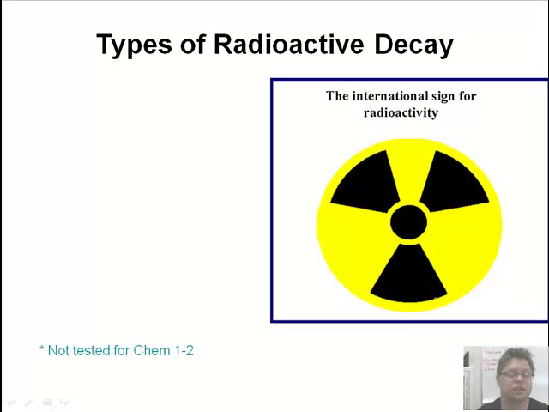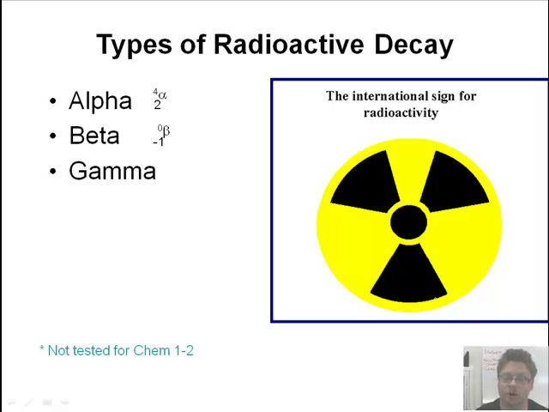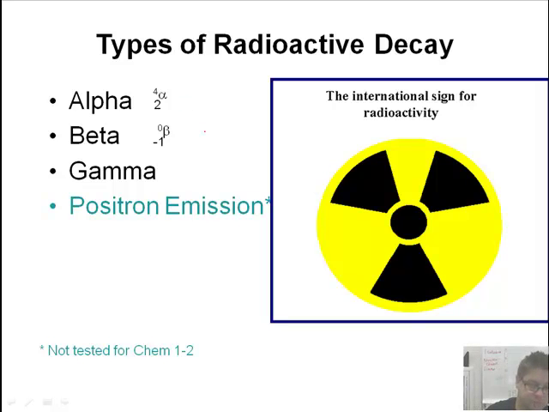This is the international sign for radioactivity. An alpha particle is a particle that leaves, again, the nucleus, and it's written as a 4/2 with the alpha sign. Beta particle has this characteristic, 0/-1 beta, and a gamma particle is often written with a gamma sign as a 0/0.